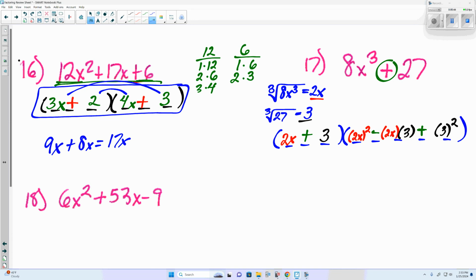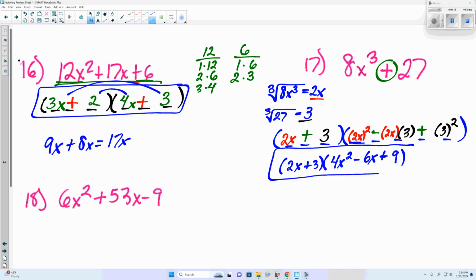Questions on how we got to this point here? Now at this point, we would simplify. Here we'd have 2x plus 3. We would square our 2x squared: 2 squared is 4, x squared is x squared. 2x times 3: 2 times 3 is 6, and we still have our x. Plus 3 squared is 9. So we have 2x plus 3 times 4x squared minus 6x plus 9. And that's it there.